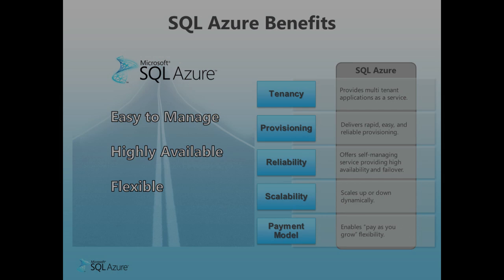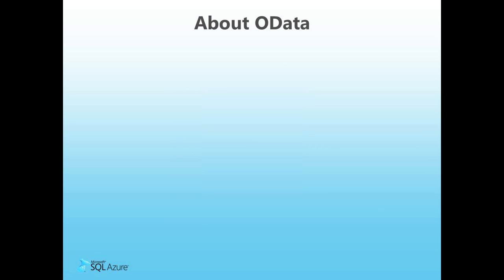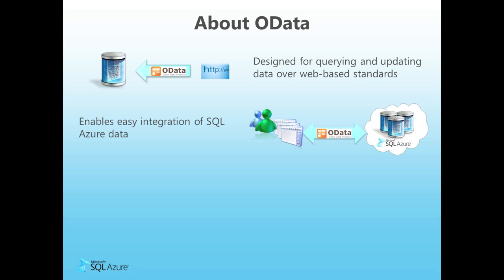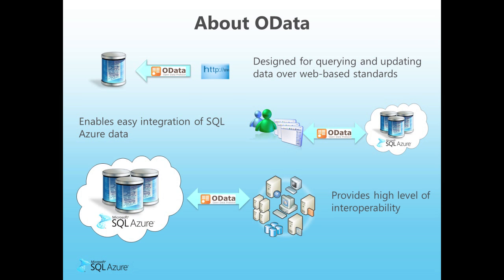OData, which stands for Open Data Protocol, is a protocol that is designed for querying and updating data over web-based standards and technologies such as HTTP, AtomPub, JSON, and XML. It enables easy integration of data with any desktop, web, or mobile-based application, regardless of programming platform, be it .NET, Java, or open source. OData provides a new level of interoperability as client applications on any platform can access and integrate with these services. This includes clients running on non-Microsoft platforms and mobile devices such as the Android or iPhone.